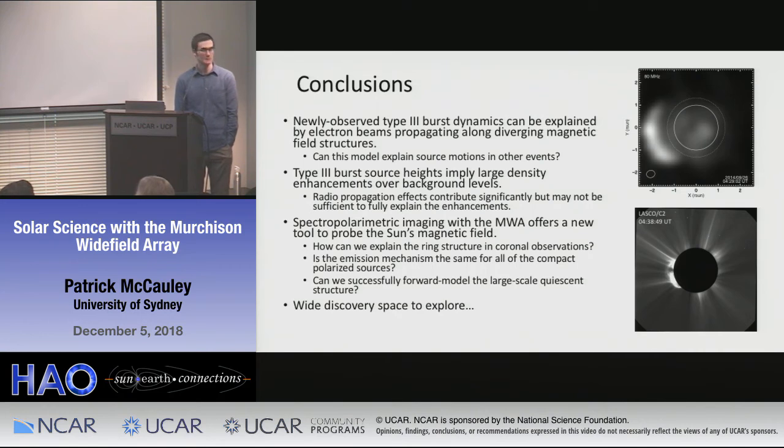I do have a question. Sure. You're comparing your observations against a potential source surface force-free model. Yep. How well do you trust that model to actually be right?